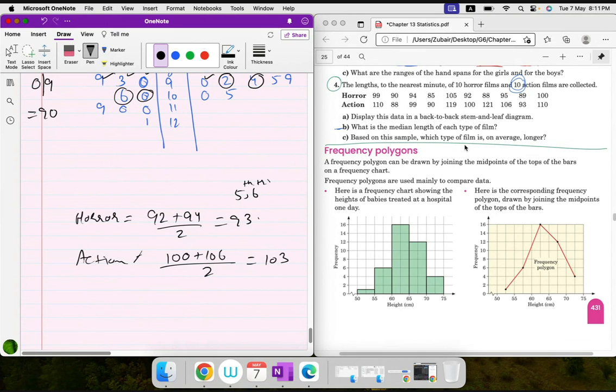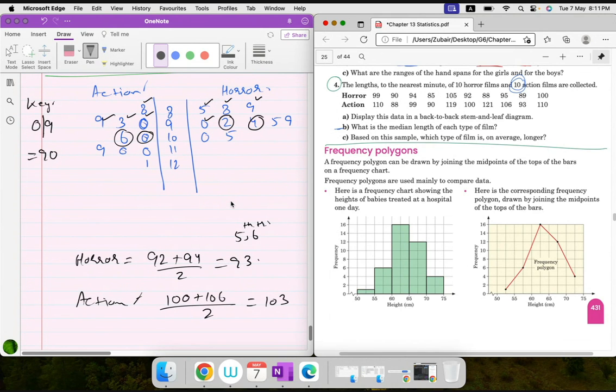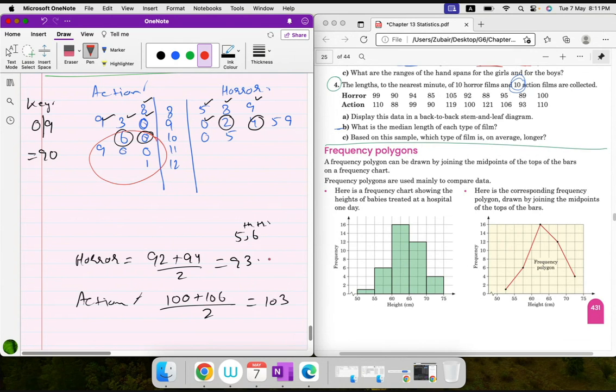Based on this sample, which type of film is on average longer? So we can clearly see that higher values are at the higher end for action films. Action films are longer, and the median is also higher. So the simple answer is action films.